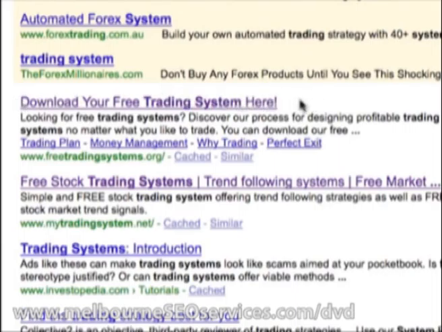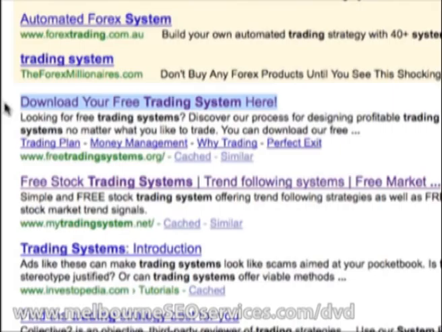The title of the page will appear here. And you can see it actually bolds the keyword. So it's important to make sure that you have that keyword in there, and it's important to write an attractive title so that someone wants to click it. If someone's typing trading system, I've basically said download your free trading system here. Tell me that's not going to get their attention.